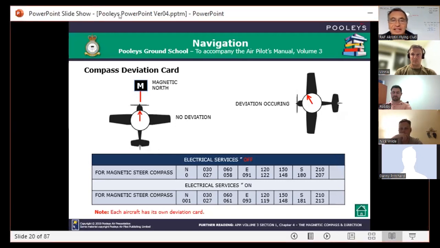So you can see here how the plane was put on the ground, and we've got a little card that just sits below the compass, and this one says electrical services off, electrical services on. I've never come across a deviation card that says everything turned off, because that's a fat lot of good in a plane, isn't it? But you can see you've got a little thing here that says, for magnetic, steer these, and it shows you what the differences are.